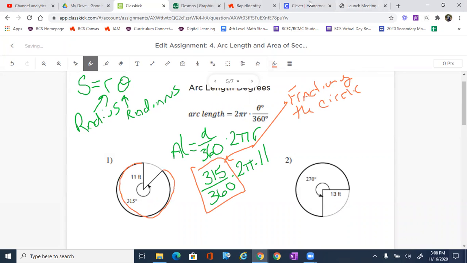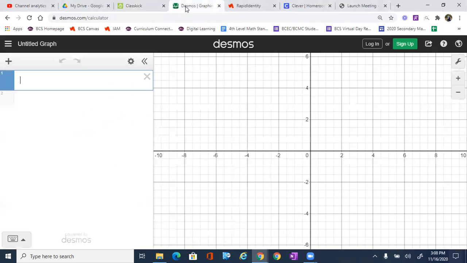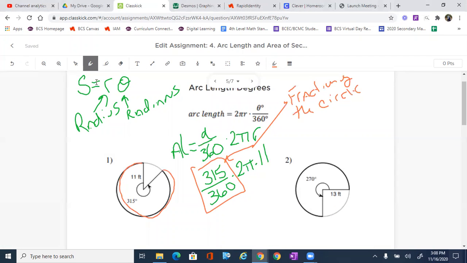Once we know that, it's as simple as typing it into Desmos. So 315 divided by 360, and then we type in 2 times pi times the radius of 11. That gives us 60.47, or we could simply write 60.5. So the arc length in this case is 60.5, and it is going to be in feet because we are talking about the circumference.